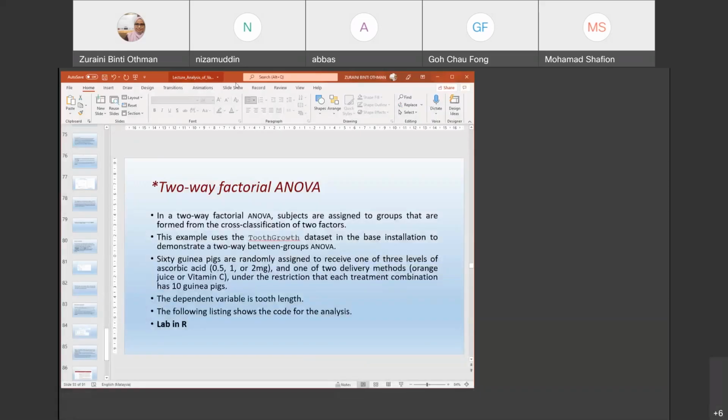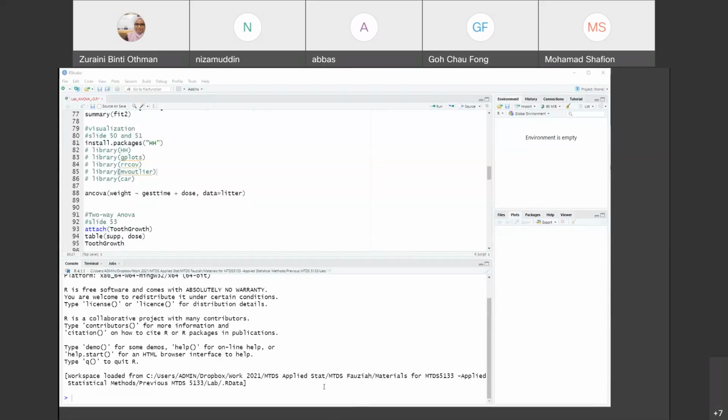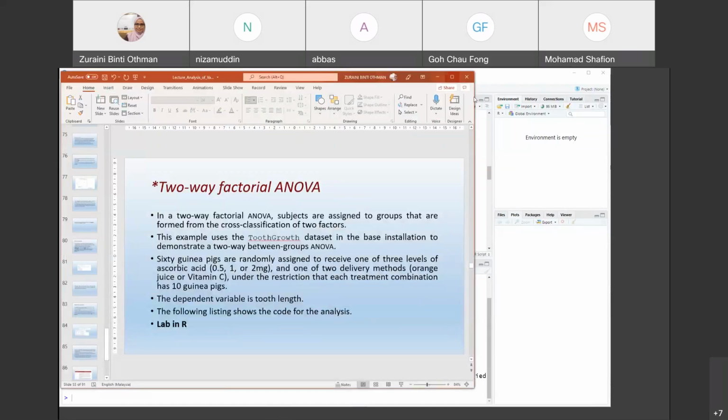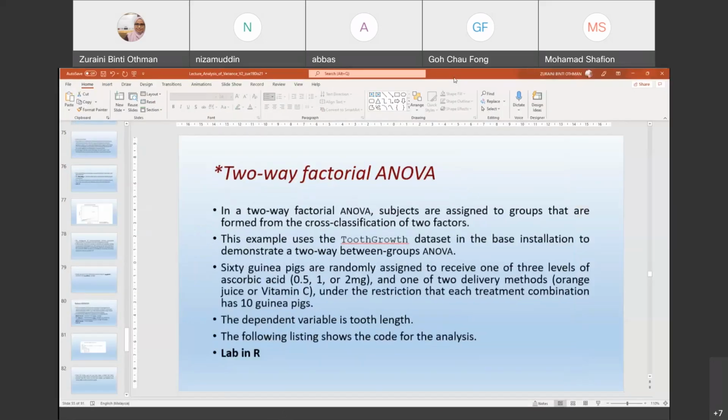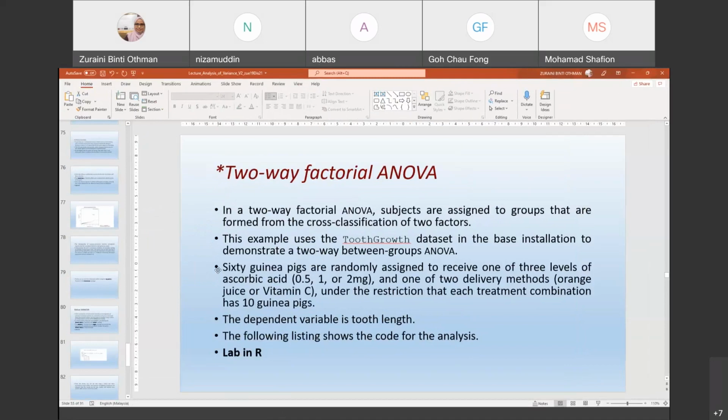Okay, this is Two-way Factorial ANOVA. And I will also share my R. Okay, then we go for the slide first. In this Two-way Factorial ANOVA, subjects are assigned.